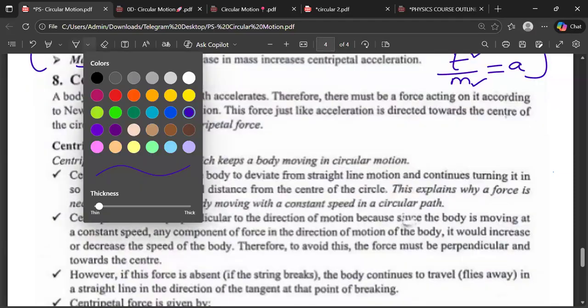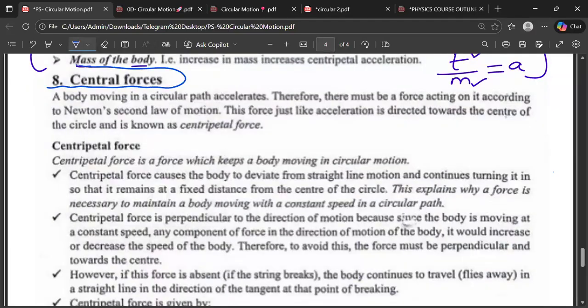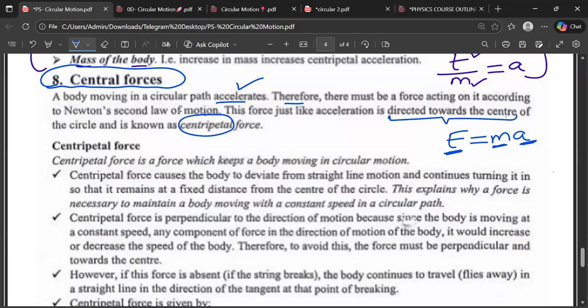Okay. Now, they talked of central forces. They are saying that a body moving in a circular path accelerates, and we have seen the reason. Therefore, there must be a force acting on it. The moment they talk of Newton's second law, just recall F is equal to what? ma. They try to show you that provided the force is there, the body will accelerate, provided it has a mass. This force, just like acceleration, is directed towards the center, and towards the center we said it is centripetal. And we defined centripetal together.